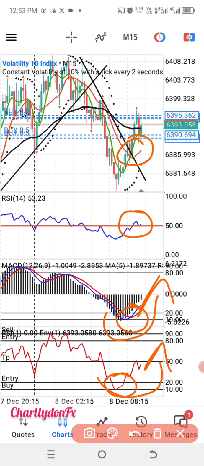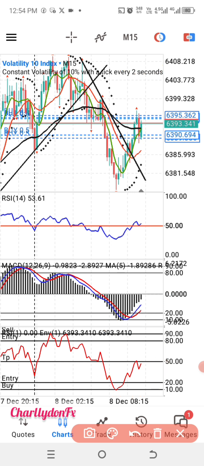So what did I do? I entered a buy position. I'm expecting to take my TP right at this spot or way above this level. But let's watch and see how the trade plays out, guys.